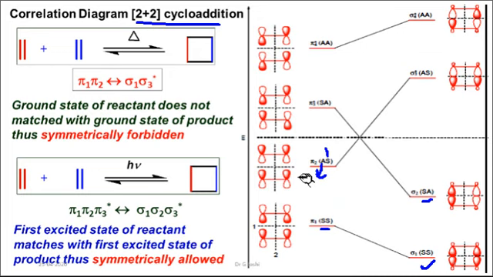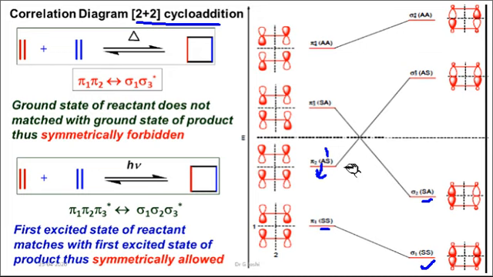We can see easily that the ground state of the reactant does not match with the ground state of the product. Instead, the ground state of the reactant is matching with the first excited state of the product. Similarly, the ground state of the product is matching with the first excited state of the reactant. Hence, we can say that this 2+2 process will be a thermally forbidden process. It is symmetry forbidden under thermal condition.